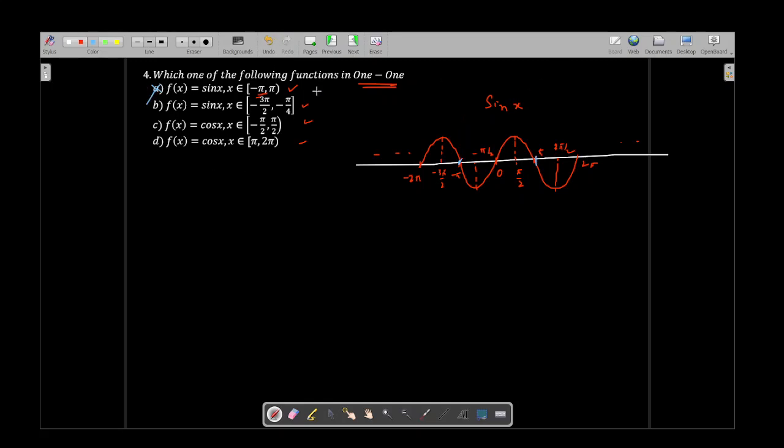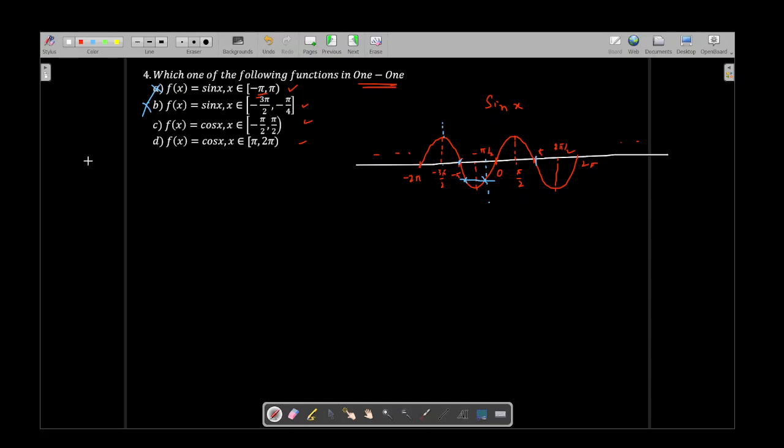This is not true from minus 3 pi by 2 to minus pi by 4. This is my minus 3 pi by 2. So minus pi by 4 is somewhere here. So you can clearly see, if you draw a horizontal line here, it touches the function at 2 points. So this is also not correct. And so sin x is over.